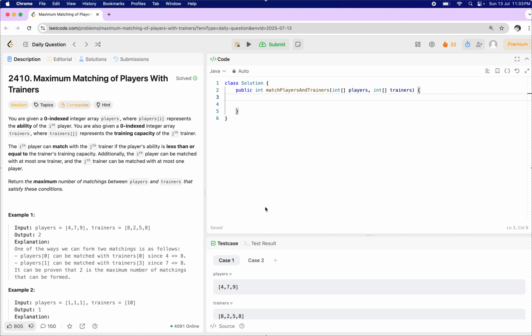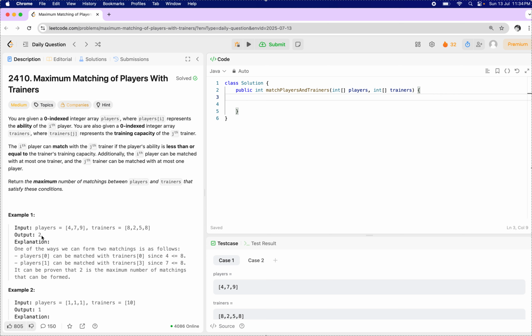So what do we need to do here? Here we have some sample test cases. This is 4, 7, 9 and this is 8, 2, 5, 8. The training capacity of the first player is 4, and the first trainer, 8, can obviously train this player. The second trainer cannot train any of these players. This trainer can train the first player, and this trainer can train these two. So only 2 of these players can be trained, and there is no other way that we can train any of the other players.